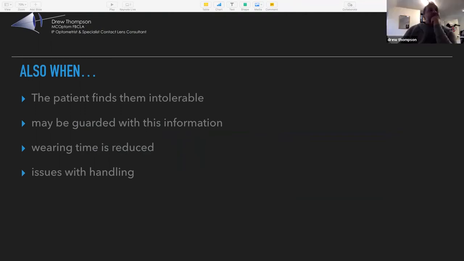So we also look at, you can talk to the patient, and as I said before, be very careful when you speak to these patients, because they are very protective over the lenses. Sometimes the patient may not feel that the lenses are comfortable, but they will tell you that they are. And you've really got to drill down to them: how are you? Are you managing with your lenses?